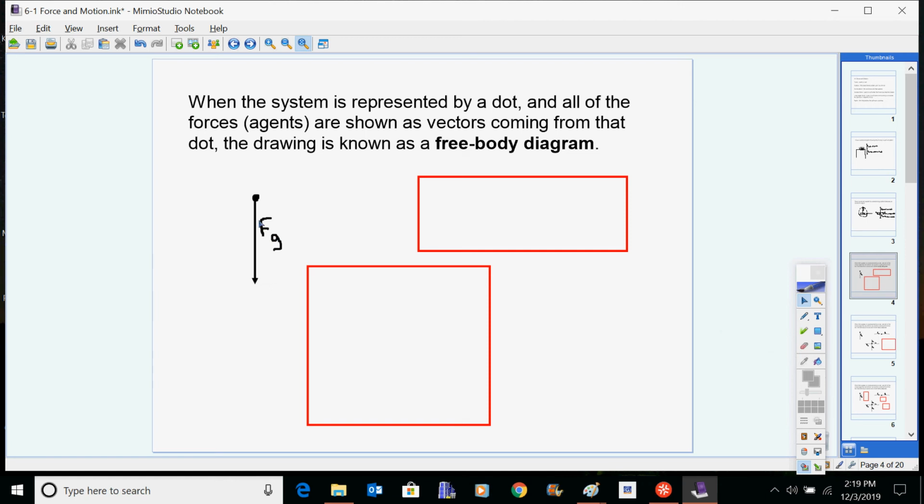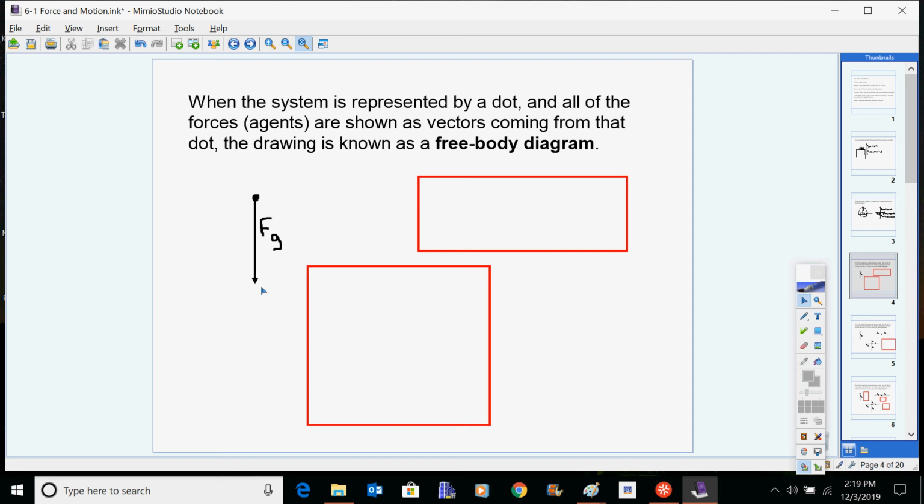Force of gravity, so good call. Force of gravity, or the force of the Earth's mass on whatever it is. But this is the downward one. It's a force of gravity pulling down. And so there's nothing else acting. Just the force of gravity.